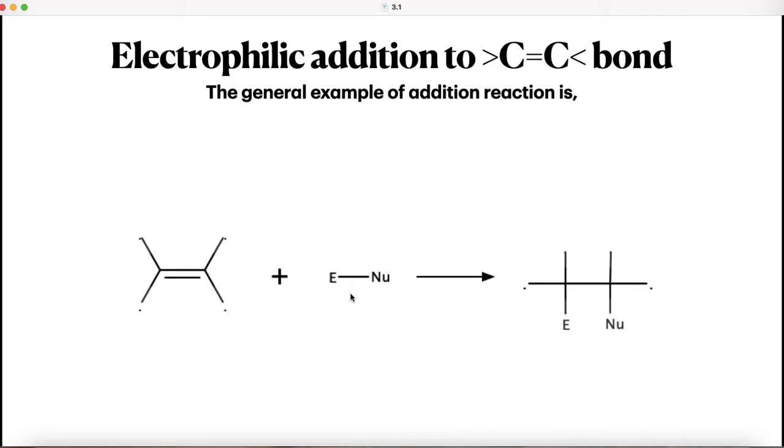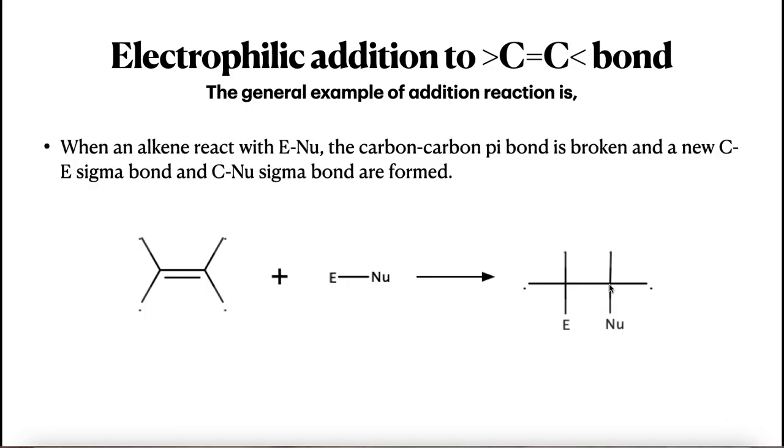Half part of the reagent is added towards this carbon and the remaining half is added towards the other carbon of the carbon-carbon doubly bonded carbons. When the alkene reacts with the reagent, the carbon-carbon pi bond is broken and new carbon-electrophile sigma bond and carbon-nucleophile sigma bonds are formed. This is the general example of the addition reaction.